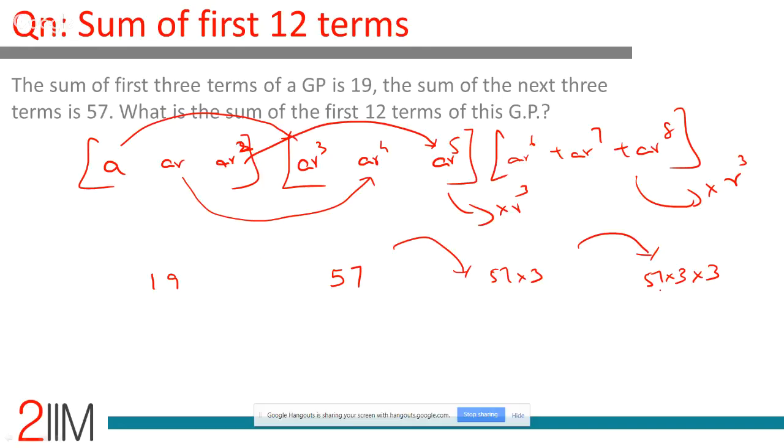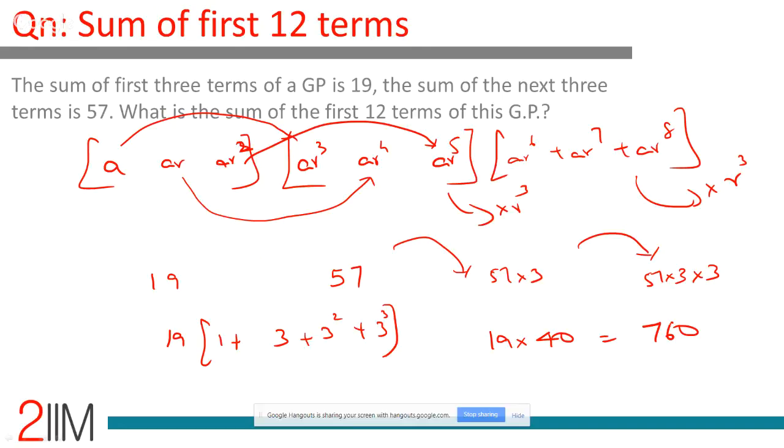We want to find the sum of the first 12 terms of this GP. So nothing but 19 into 1 plus 3 plus 3 square plus 3 cube. 19 into 3, 19 into 9, 19 into 27. First three terms into 3 is the sum of next three terms. That into 3 would be the sum of next three terms. That into 3 would be the sum of the next three terms. 1 plus 3 plus 3 square. 1 plus 3, 4. 4 plus 9, 13. 13 plus 27, 40. 19 into 40. 38, 76, 760. Done.